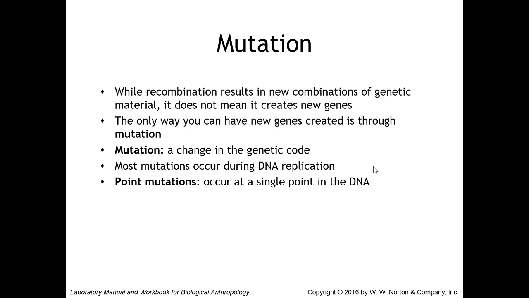Mutations can be very small. If a single base pair of DNA is altered, it changes the corresponding codon. This can result in a different amino acid, which can then result in a different protein. These kinds of mutations are called point mutations. Most mutations occur during DNA replication. Point mutations, again, occur at a single point in the DNA.